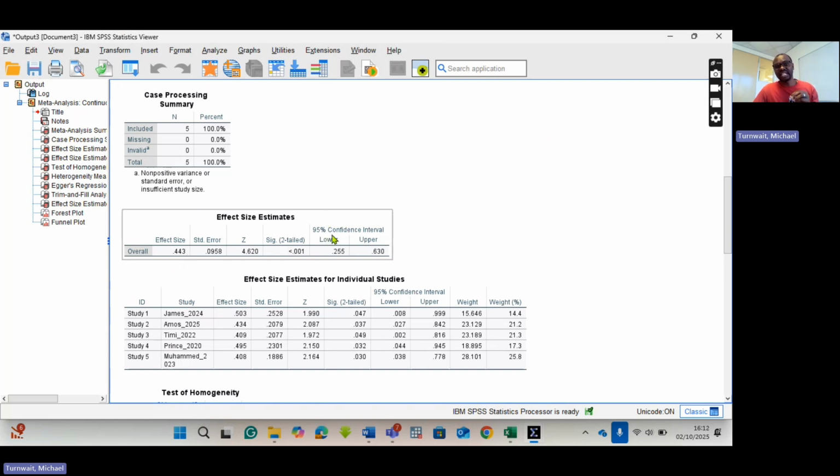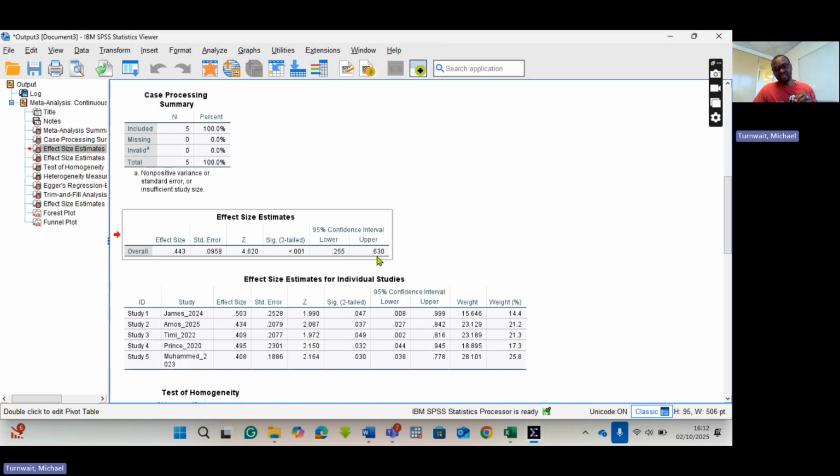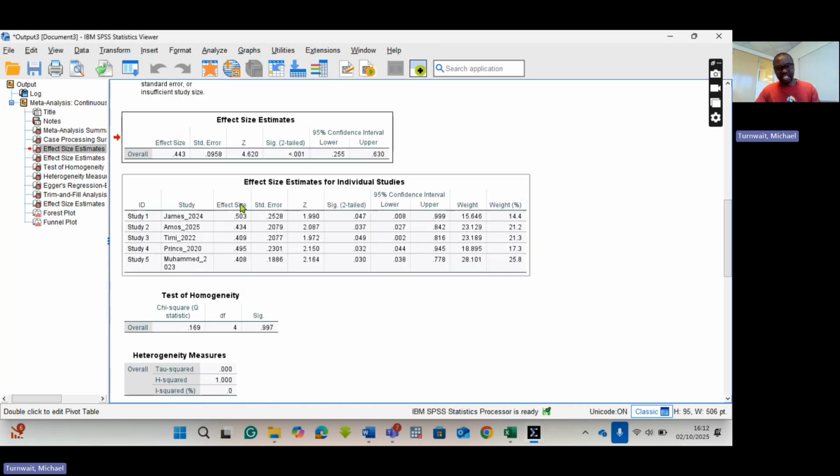This is the 95% confidence interval for the overall, lower and upper confidence interval. Then this is for the individual studies. So we have the effect size estimate for individual studies. This is the ID for the individual study. 5 studies were included. These are the studies, the authors and the years of publication. And this is the effect size for each of these studies which we included. And then the standard error for each study, the Z-score for each study, and the significance level for each study.